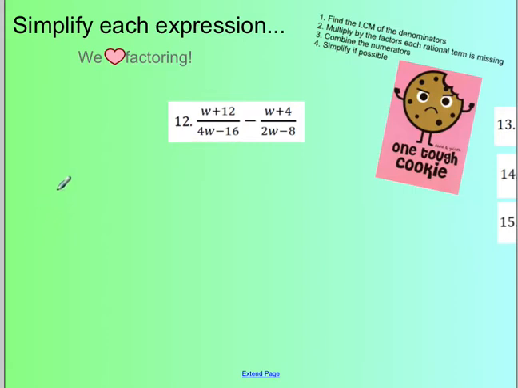So let's look at number 12. I would factor, there's nothing in this numerator, so I'm just going to factor this one out. I can factor out a 4, so it's w minus 4. Then up here I have w plus 4, and here I would factor out a 2.